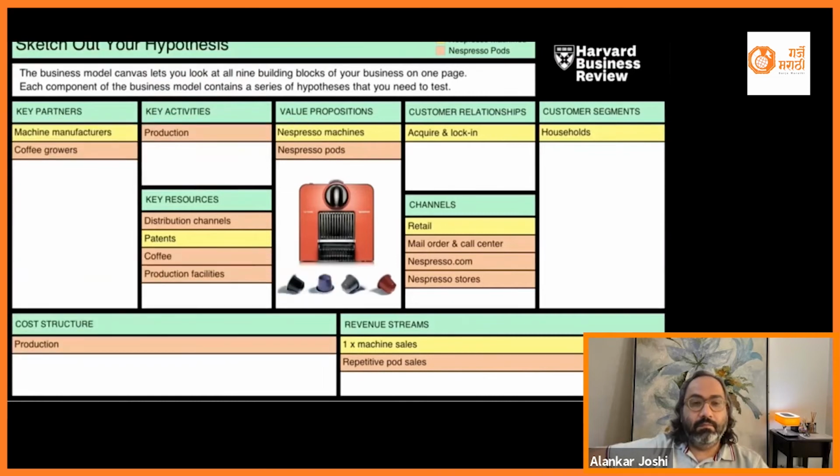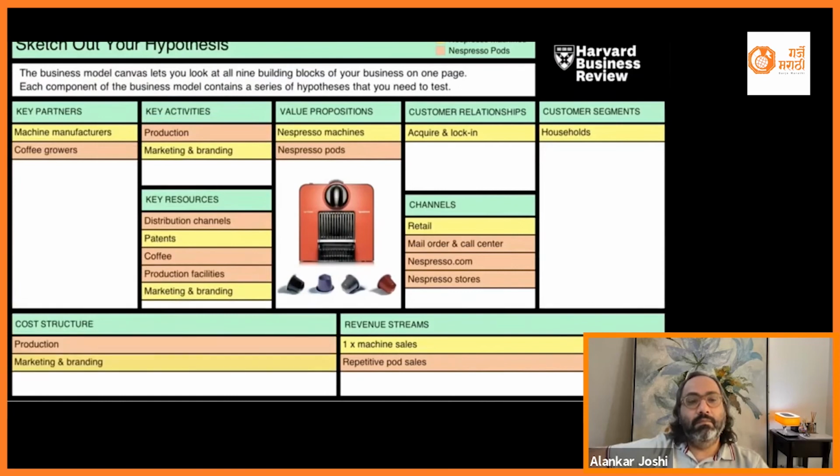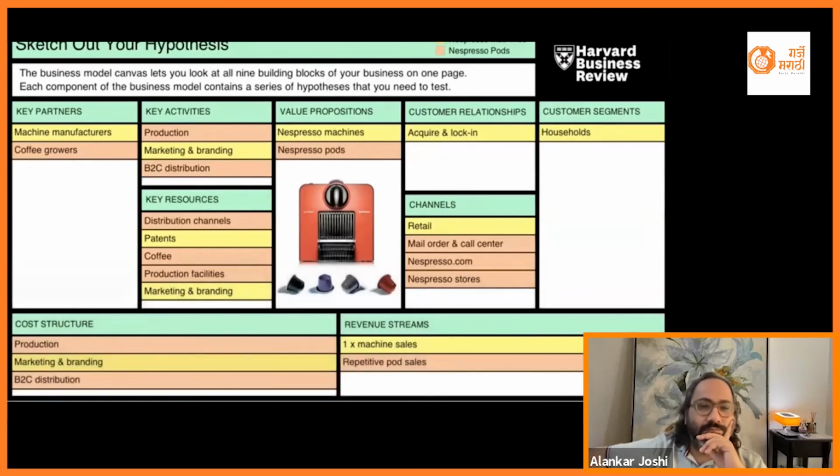Another important activity and key resource and main cost is marketing and branding. Obviously, when you're in consumer goods, you need to put a lot of money into that. And the last piece here that's interesting is that because they sell directly to households, a decision made on the right-hand side of the canvas, they had to build up business-to-consumer distribution logistics, which we find on the left-hand side of the canvas. So now we have everything that's important for the success of Nespresso on one piece of paper.